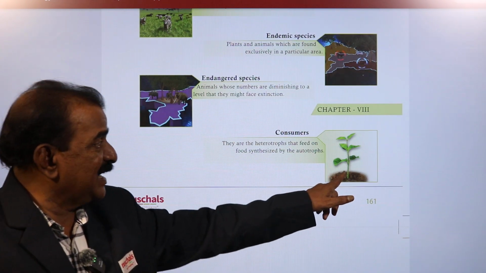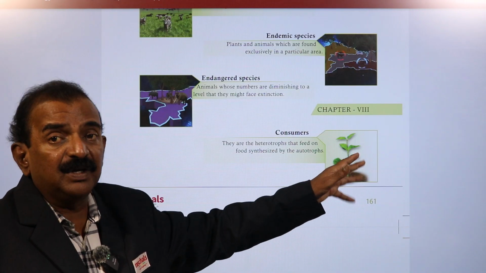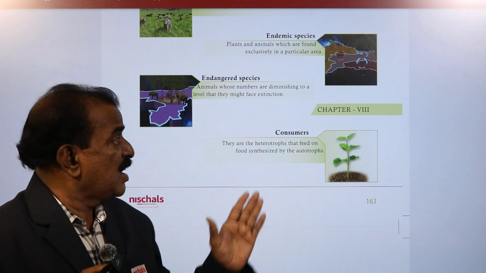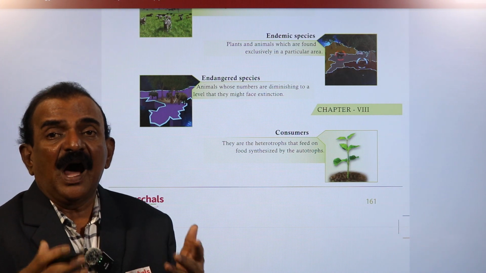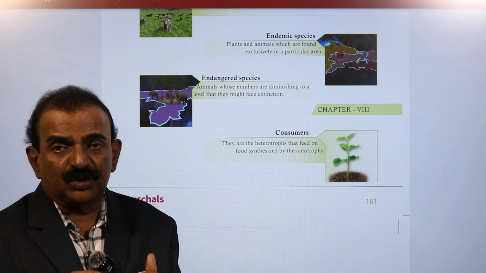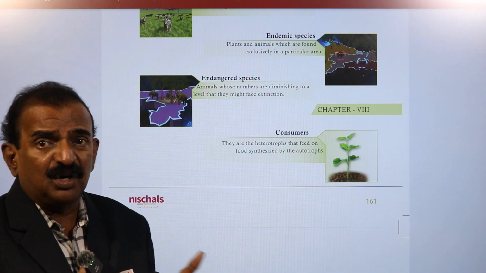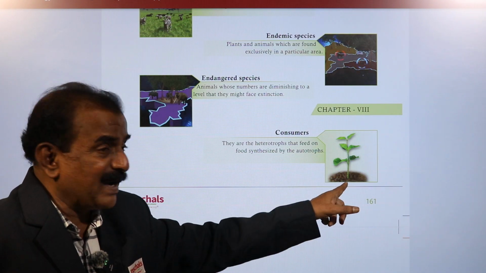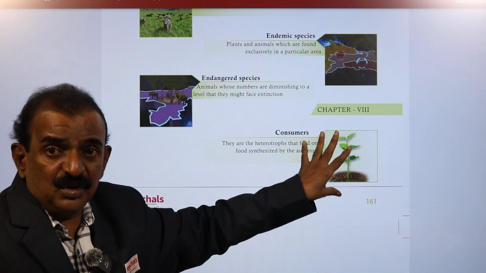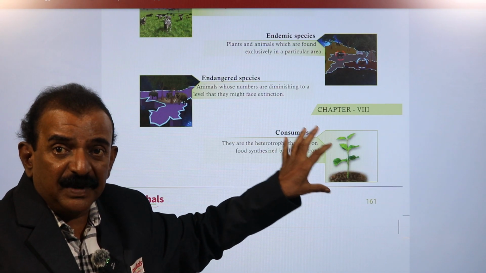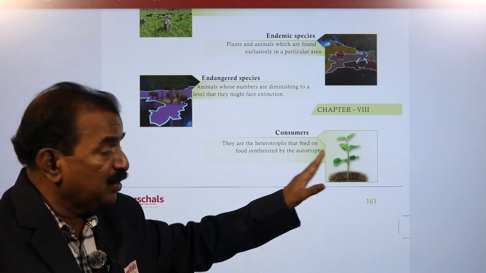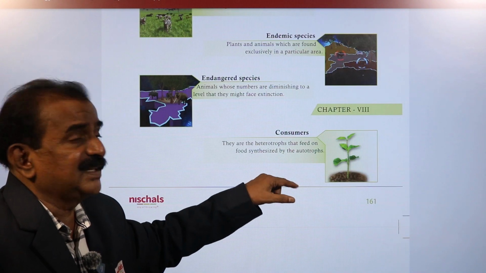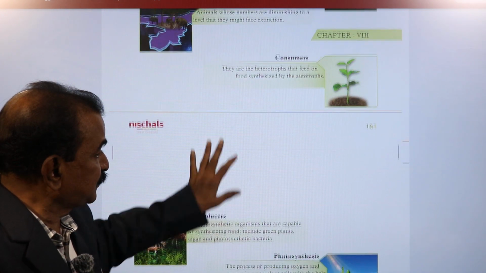Now you are observing here, actually a plant is given, but here we need to give animals. Animals are living organisms called consumers, and they depend on others for food, both plant sources and animal sources of food. They are heterotrophs; they do not prepare food themselves. So animals should be shown here. Heterotrophs feed on food synthesized by autotrophs, and autotrophs are the plants.